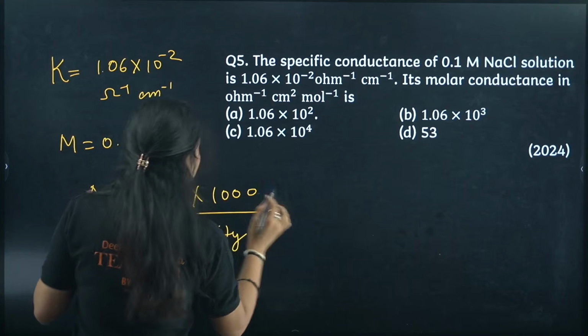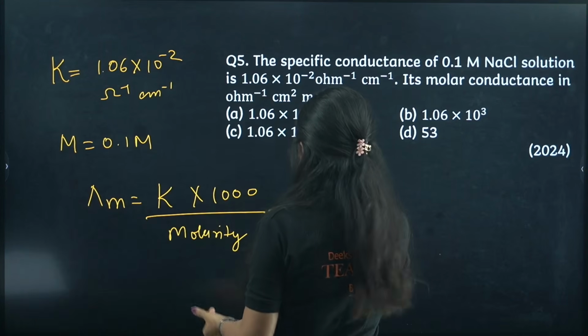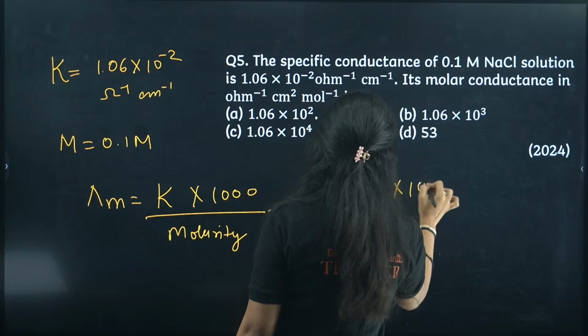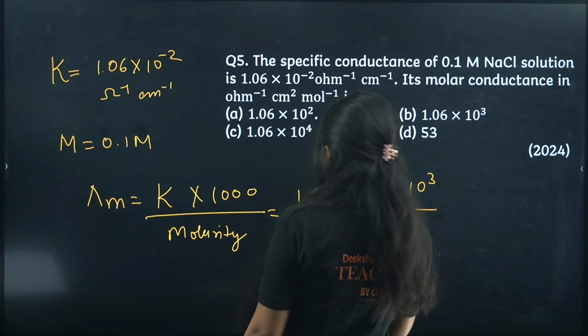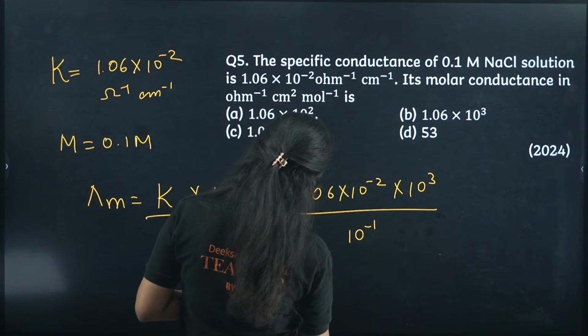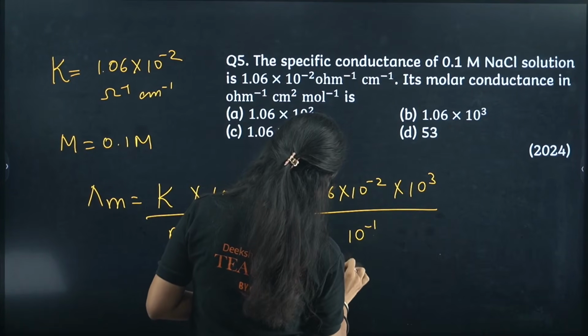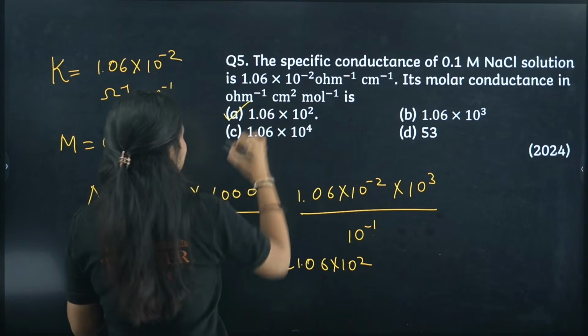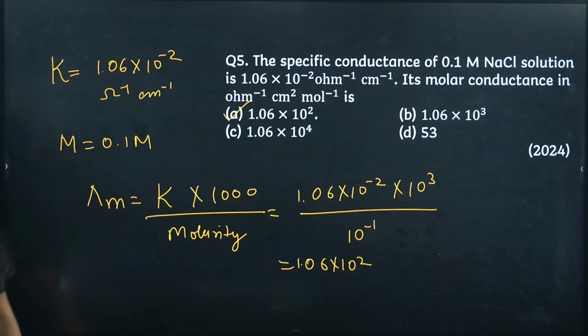We are given almost all the values. We are given 1.06 times 10 raised to power minus 2, times 10 raised to power 3, right? And molarity is 10 raised to power minus 1, or 0.1. If we calculate it, it will come out to be 1.06 times 10 raised to power 2. That means option A.